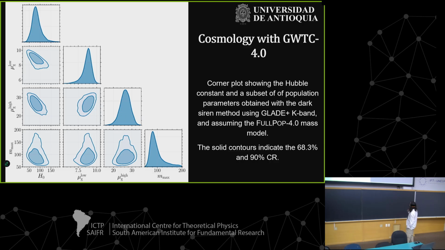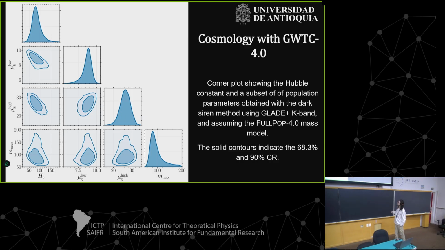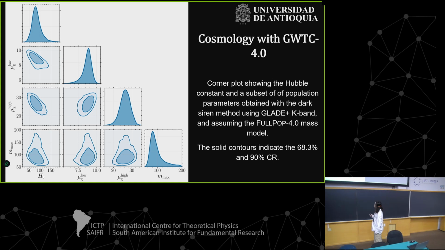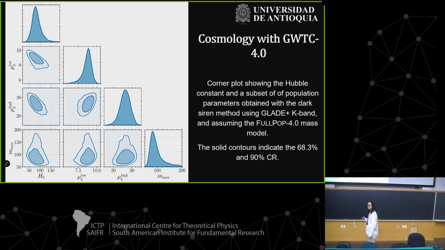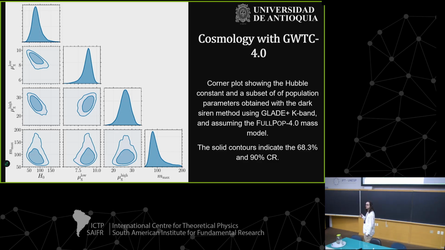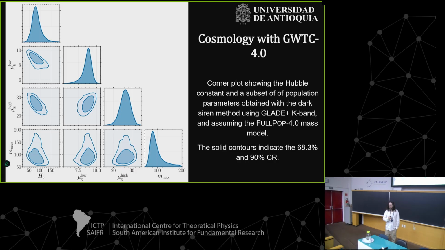The solid contours are representing the 68.3% confidence region, and this other one is the 90% confidence region for the 2D distributions. This is using the full pop mass model and also taking the GLADE+ catalog information in the analysis.